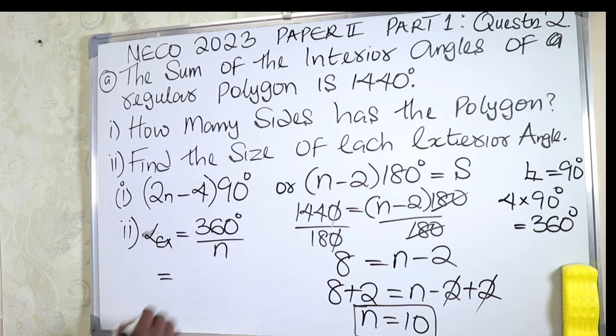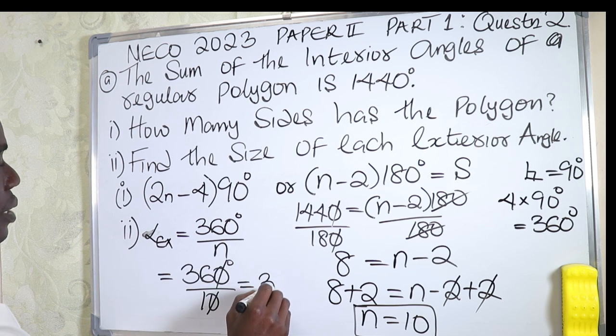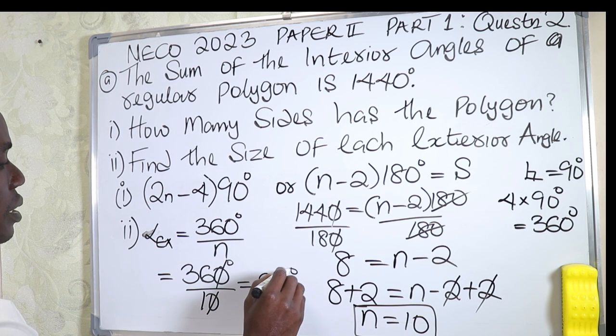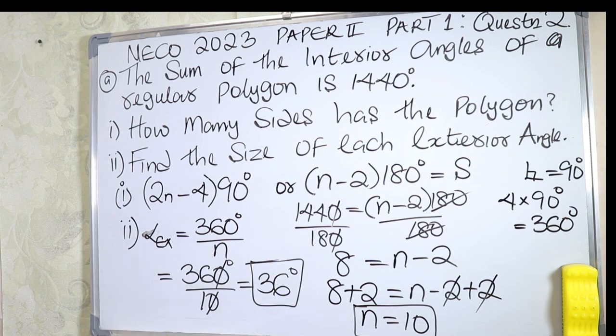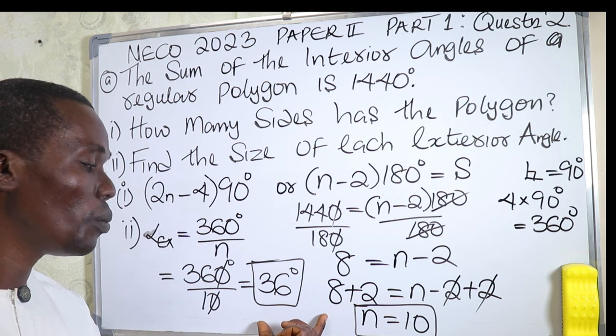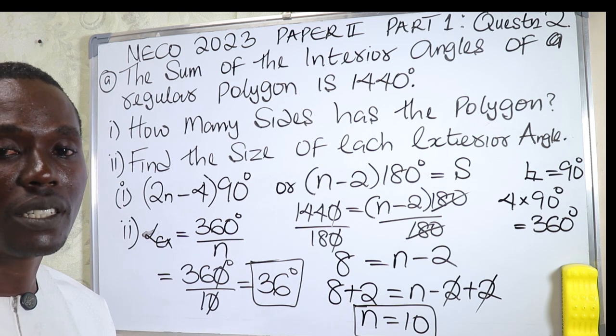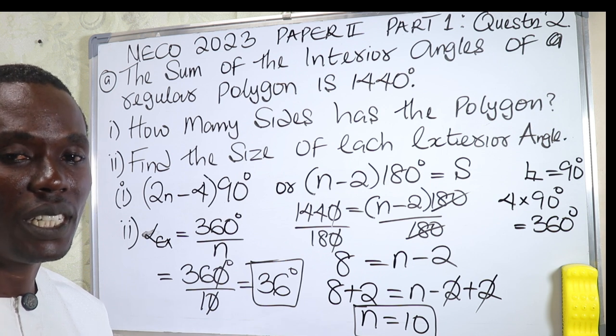So if we have the number of sides as 10, this will give us 360 degrees divided by 10. Zero cancels zero, then we'll have our answer to be 36 degrees. So the size of each exterior angle of that regular polygon will be 36 degrees. So you see, very easy.